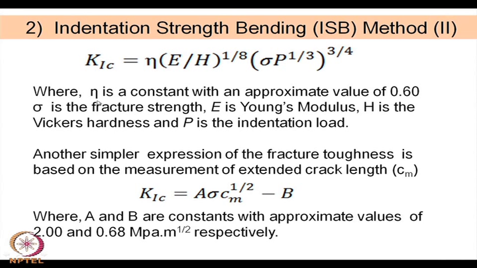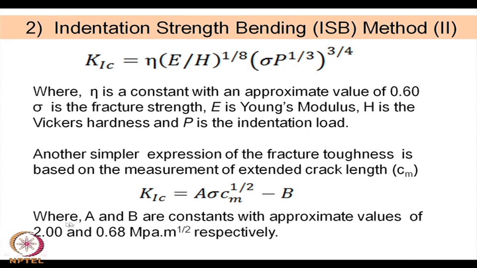So, where eta is a constant with an approximate value of 0.6, sigma is the fracture strength, E is the Young's modulus, H is the Vickers hardness, and P is the indentation load which has been applied. So, by that method also one can find the fracture toughness.